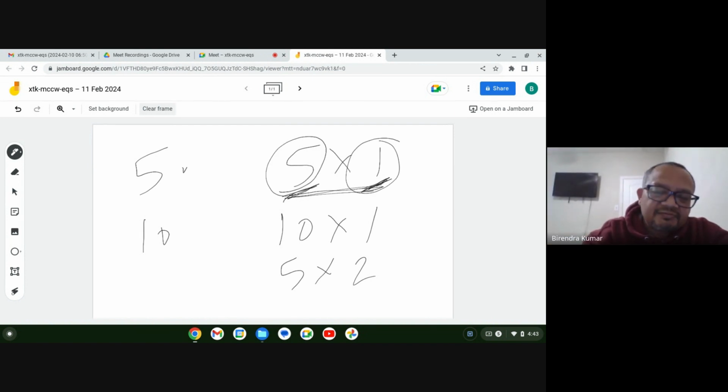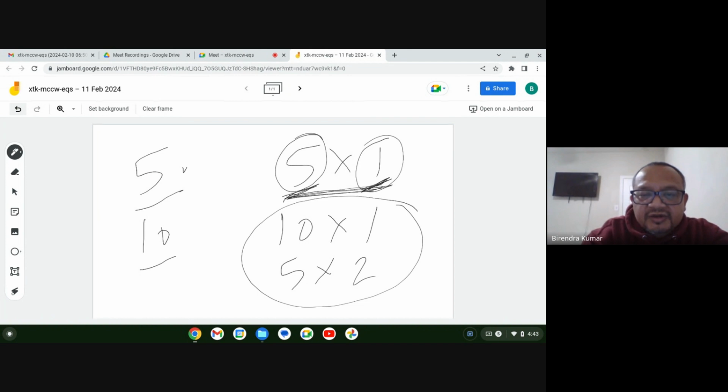Or sorry, my bad. Let me take it back. So if I am writing, let's say 5, I can write this as 5 into 1. 5 and 1 are two factors of 5. If I'm looking at 10, how many ways could I write it? I could write this as 10 into 1. I could write this as 5 into 2. So all the numbers 1, 2, 5, and 10, these are called factors of 10.